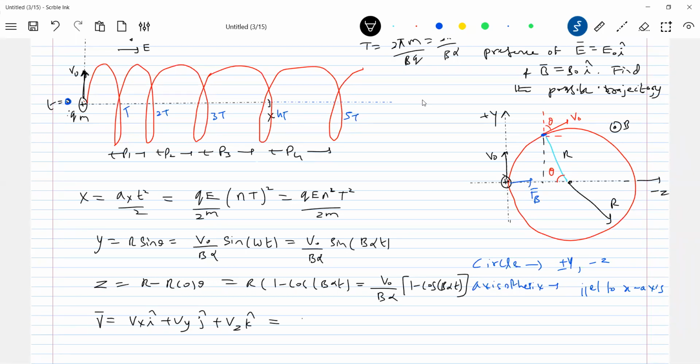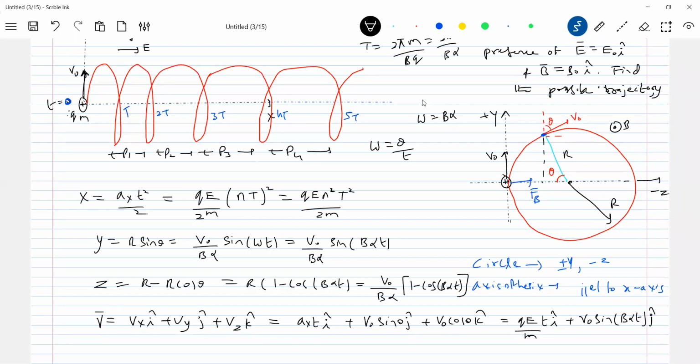What is Vx i cap? It should be equal to Ax into t. What about Vy? V naught sine theta j cap, plus V naught cos theta k cap. Earlier it was phi, now I took theta. Symbols are changing, you have to be careful. Where omega is there, you can replace it, and omega equals b alpha. What is Ax equal to? QE by m, into t. V naught is a constant, sine theta. In every problem, try to check the position vector as well as the velocity vector. So this is the expression for the velocity of the particle at any time t.